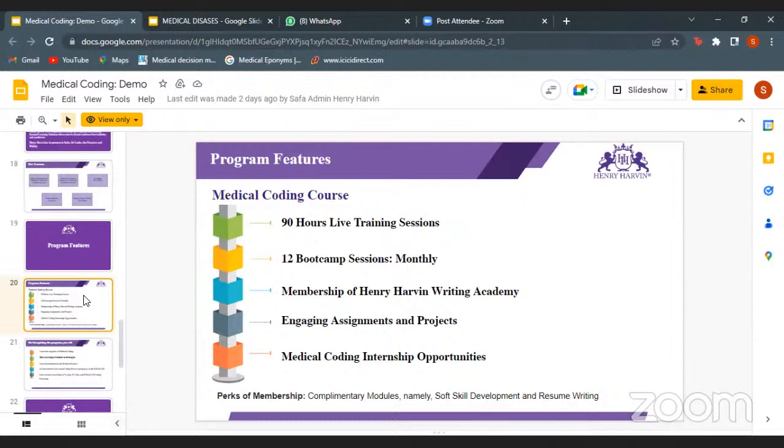The boot camp is basically if you want to give the CPC exam. CPC is the certification for the professional coder exam, and for that we provide the boot camp. Boot camp means a crash course. Nowadays, before any exam, you take a course for a month or so. In that, we guide the student on the way to approach each question. So the program fee includes your 19 hours live training session, boot camp, and membership to Henry Harvin Writing.